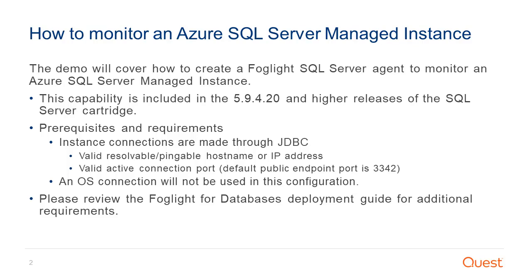This capability is included in the 5.9.4.20 and higher releases of the SQL Server cartridge. The prerequisites and requirements are that instance connections are made through JDBC. There must be a valid and pingable hostname or IP address. There must be a valid active connection port. Typically, the default public endpoint port is 3342. An OS connection will not be used in this configuration. Please review the Foglight for Databases deployment guide for additional requirements.